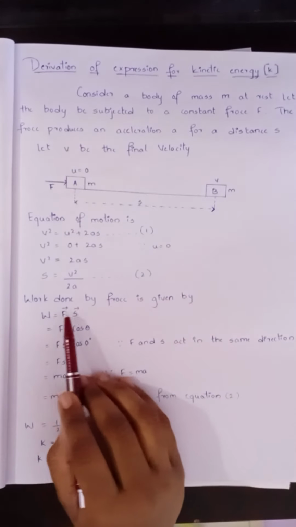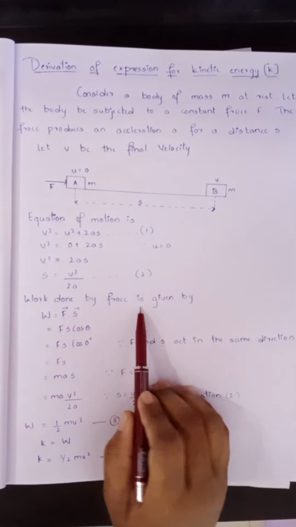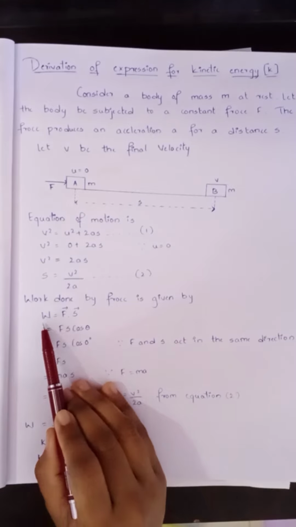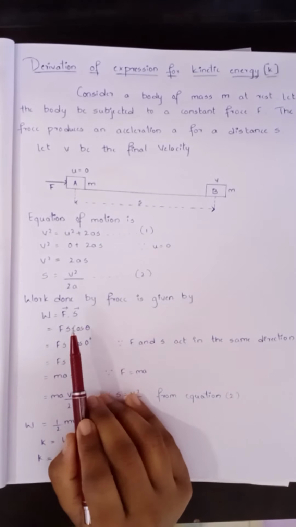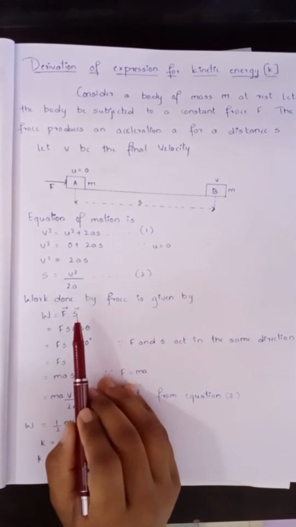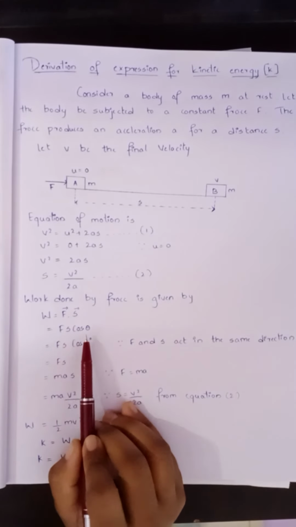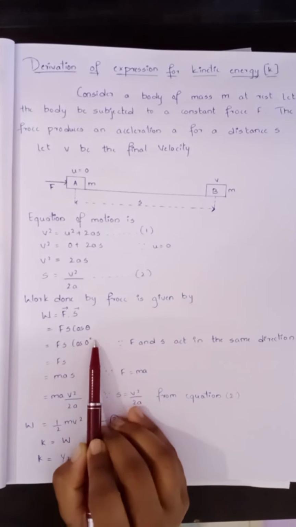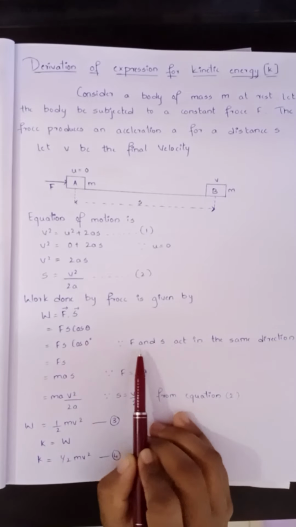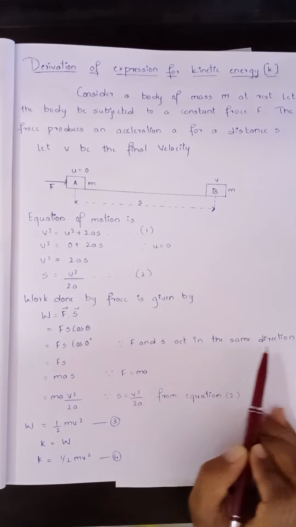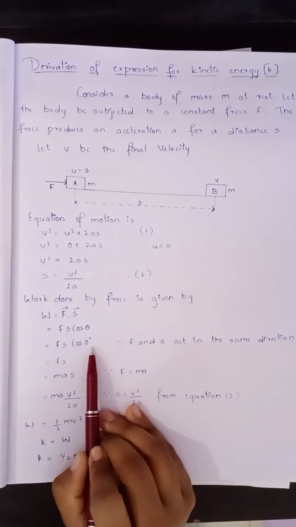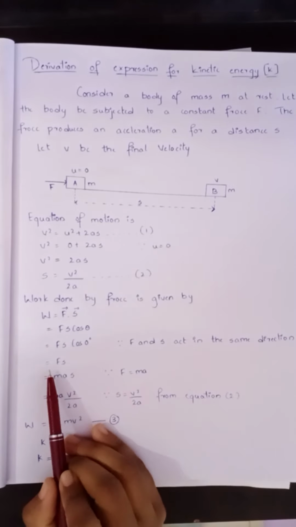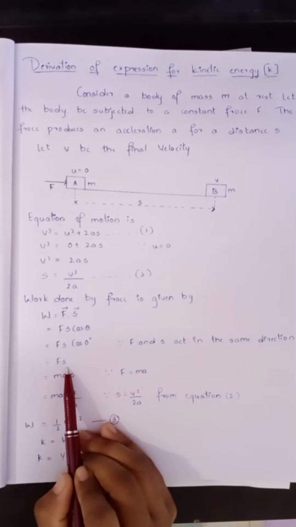Next, the work done by force is given by W is equal to F dot S. In the previous class, we have defined the work done. So, Fs cos theta. So, what will be the theta? As F and S act in the same direction, theta will be 0. So cos theta is 1. What happens? W is equal to Fs.